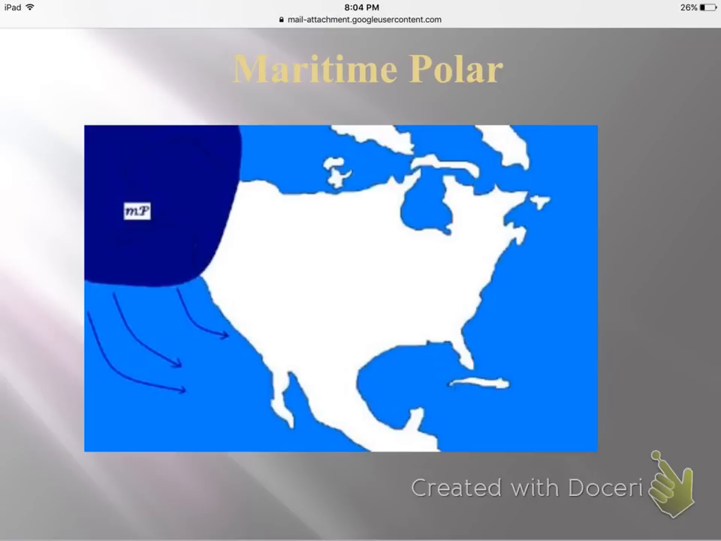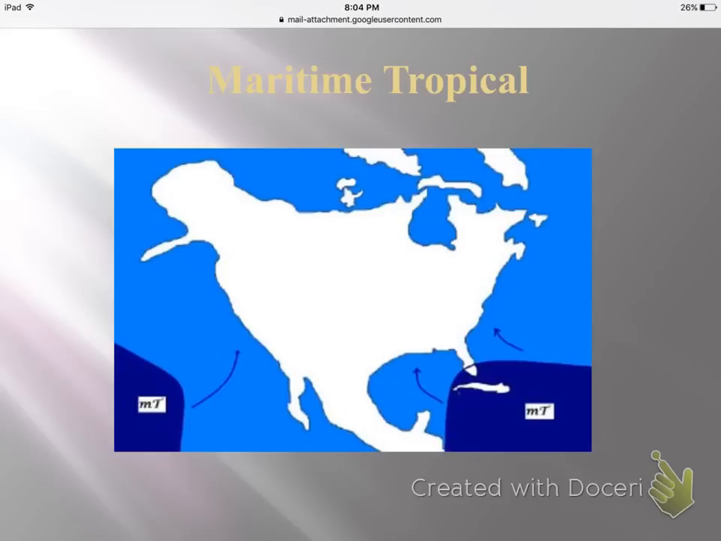This is a picture of a maritime polar air mass, and you can see that maritime means that it's going to be forming by the ocean, on the ocean here, okay? So it's going to be a moist air mass, and it's polar because it's forming up here in our colder regions. Okay, so a maritime polar air mass is going to be a moist air mass forming over water, and it's going to be from a colder area.